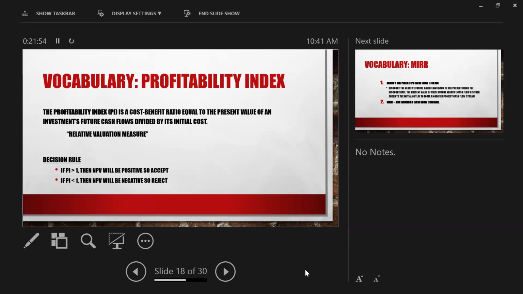So typically what we like is if the profitability index is greater than 1, it means we have a positive NPV and we should probably accept the project. If it's less than 1, it means we would reject it.